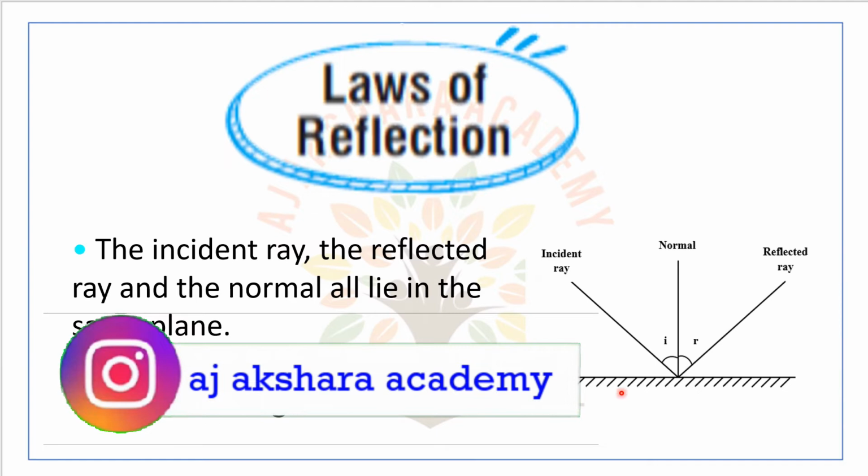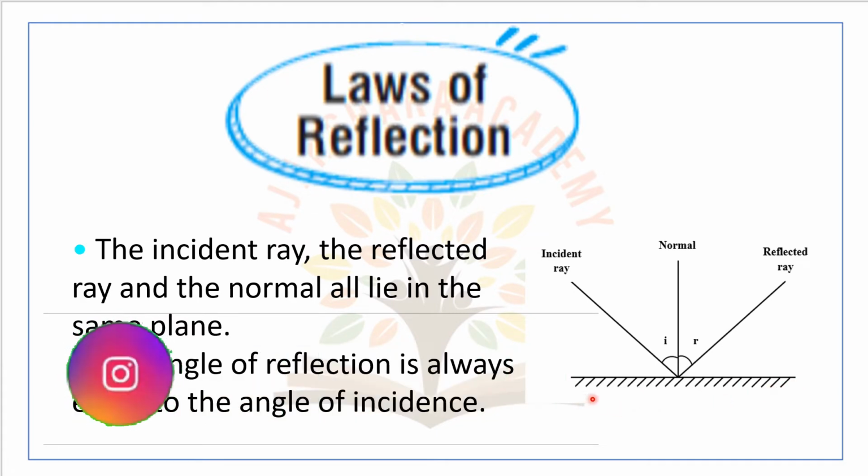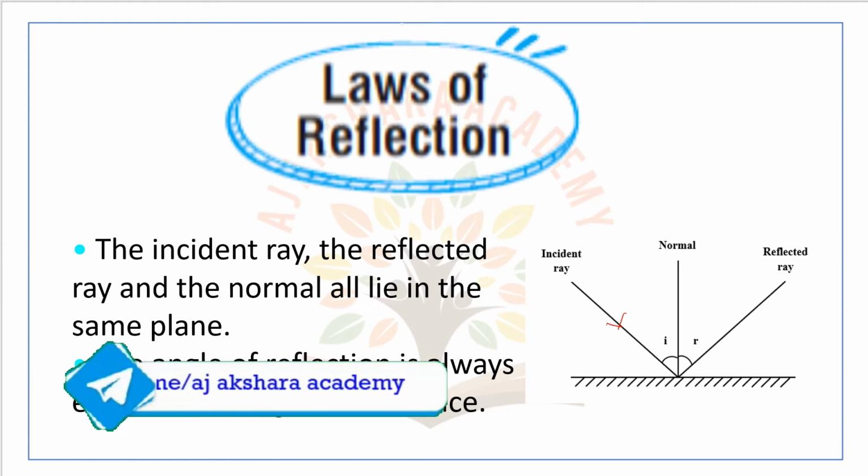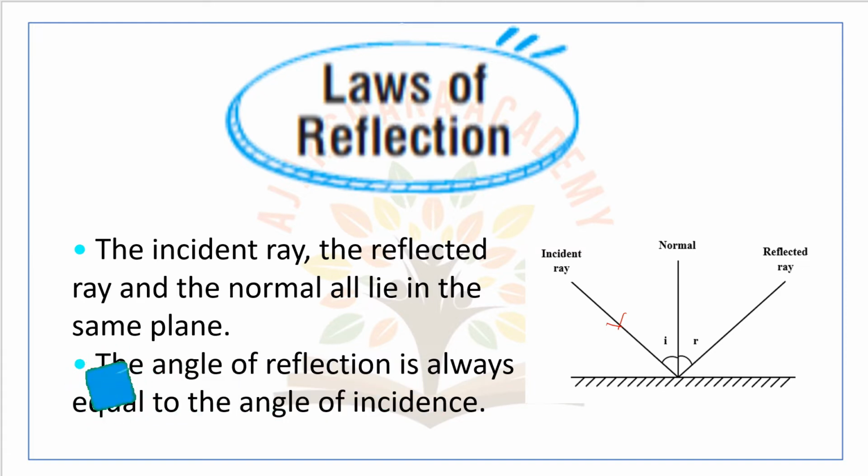See here, this is the plane mirror, this is polished surface and it is the reflecting surface. This is incident ray, this is normal. Normal is nothing but a perpendicular line drawn at the point of incidence. This is a light ray or incident ray. Incident ray is striking the reflecting surface at the point of incidence. So, it reflects. This is reflected ray.